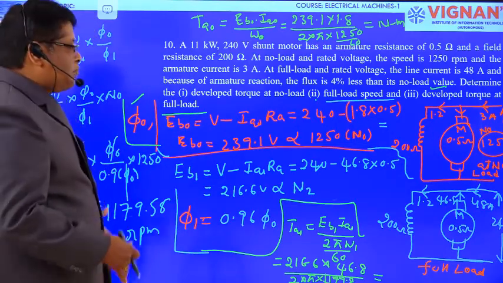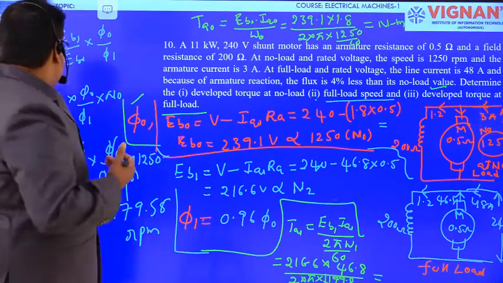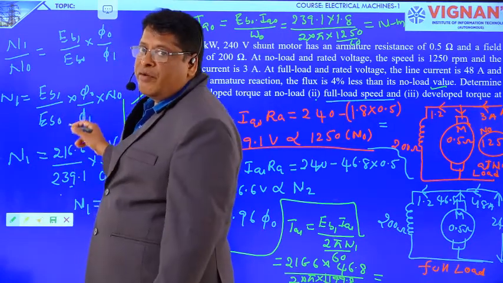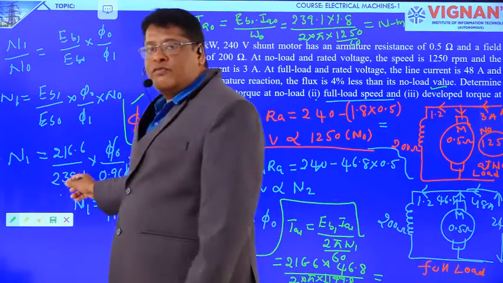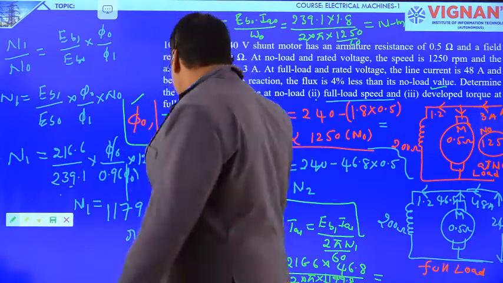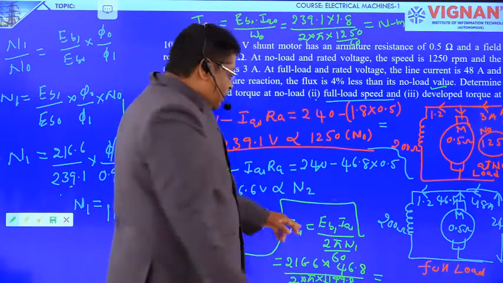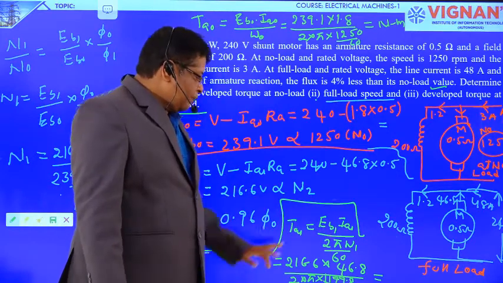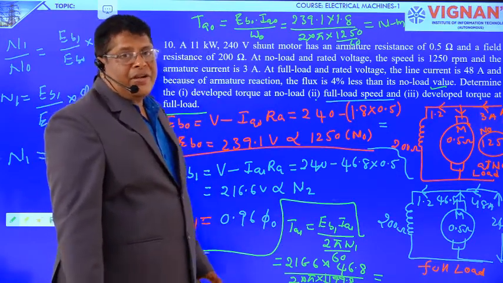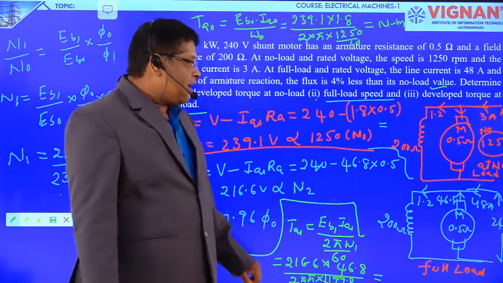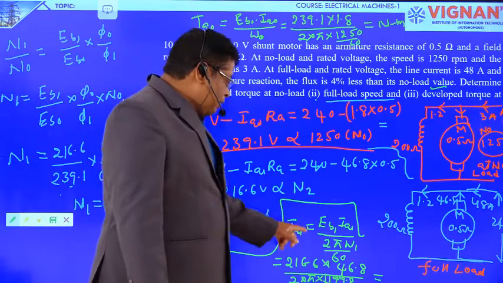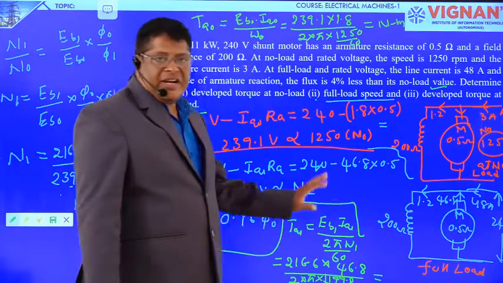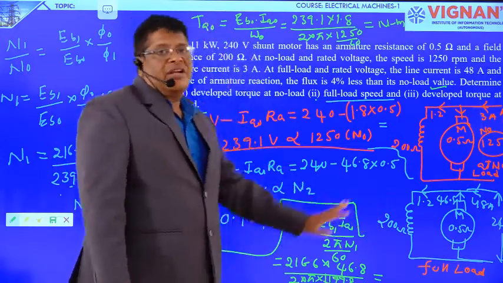We know the relation between the speeds at no load and at any value of load. So we use this relation and calculate the value of N1. N1 is nothing but the speed of the motor at full load. Once you know the speed of the motor at full load, then we can calculate the armature torque developed at full load, that is equal to EB1 into IA1 divided by 2 pi N1 by 60. EB1 is the back EMF in the motor at full load, IA1 is the armature current in the motor at full load, and 2 pi N1 by 60 is the speed of the motor at full load in radians per second. If we solve this, we get the value in Newton meters.